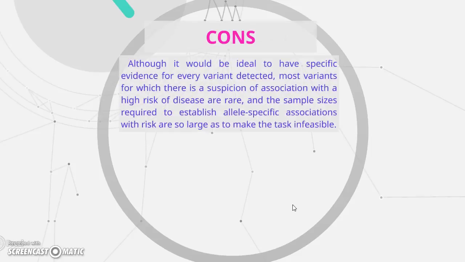Cons. Although it would be ideal to have specific evidence for every variant detected, most variants for which there is a suspicion of an association with a high risk of disease are rare, and the sample size required to establish an allele-specific association with risk is so large as to make the task infeasible.